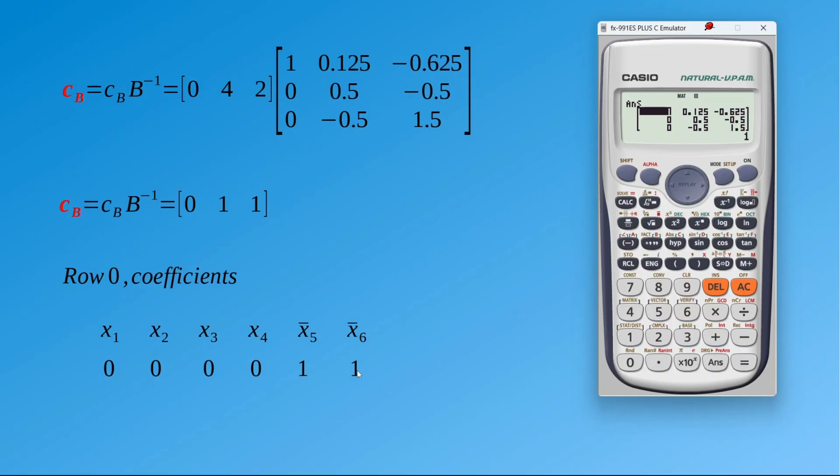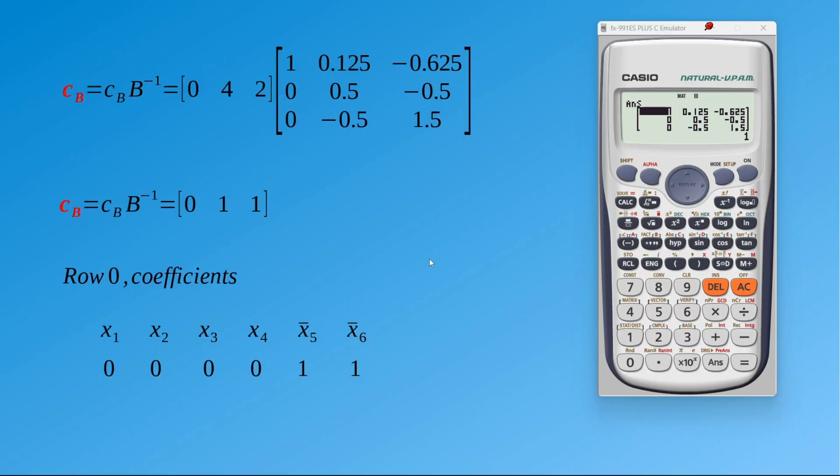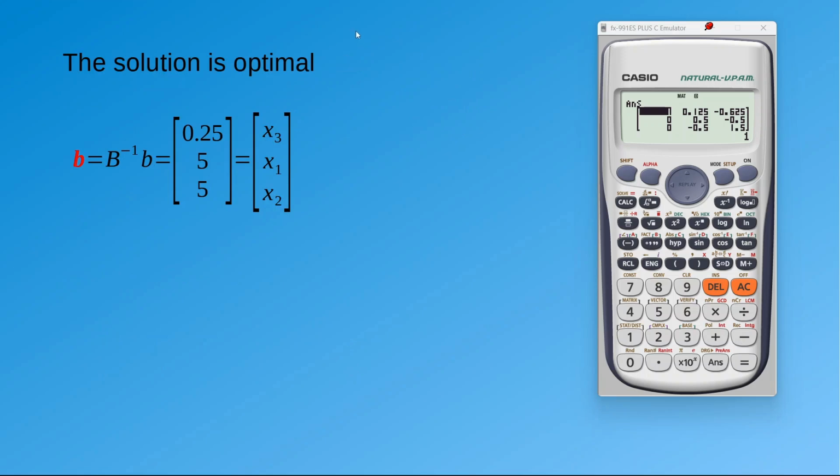Which means now we have received, after iteration 2, we have reached the optima for W. Because there is no negative coefficient in row 0. So the optimal solution, of course, will be B is equal to B inverse into b. So that's it. Shift 4, B inverse, shift 4, matrix C.